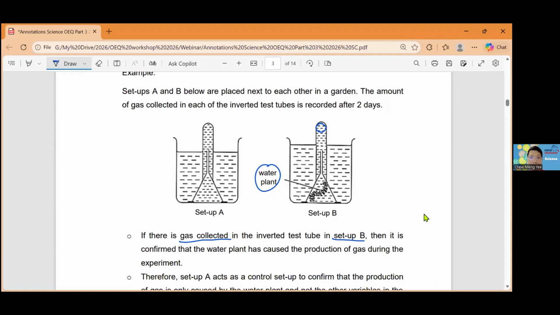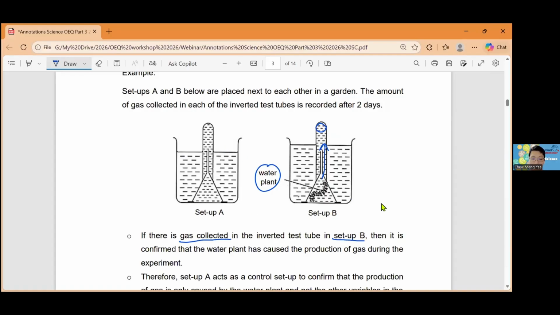It must be because of photosynthesis. Photosynthesis produces a gas, oxygen, so oxygen will go up to the top. But in setup A, there's no plant, so we will not expect anything to be here. There's nothing in the inverted test tube.